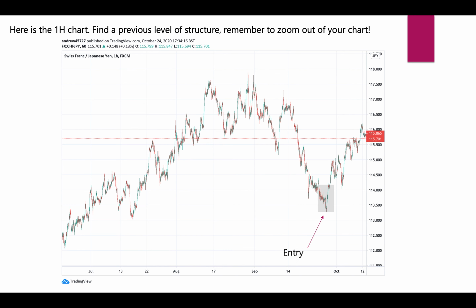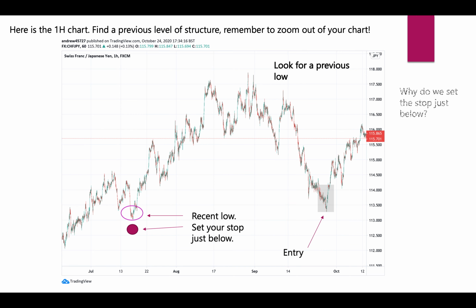So entry: look for previous low. What do we map out? We found that as our previous low. Most recent previous low. So don't go way back in time and find something that has to match this low. Look for the previous low. That's all the information we need for this trade. Recent low, set your stop just below. That rhymes. That's where our stop will be. That's our revised stop loss.